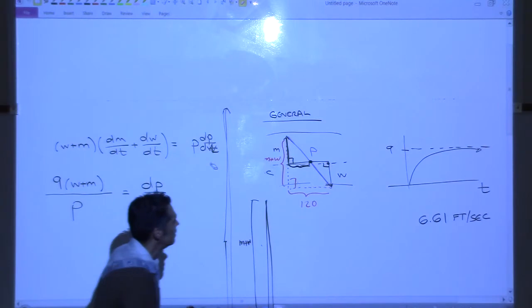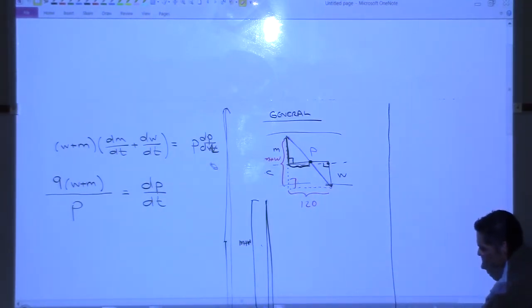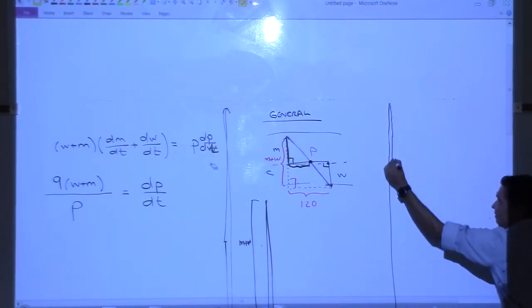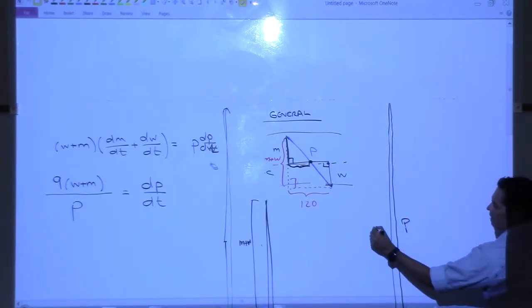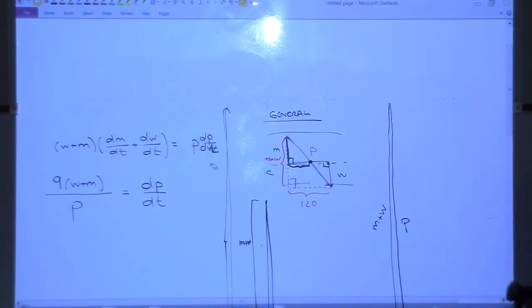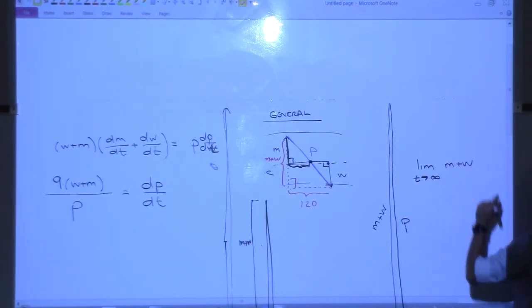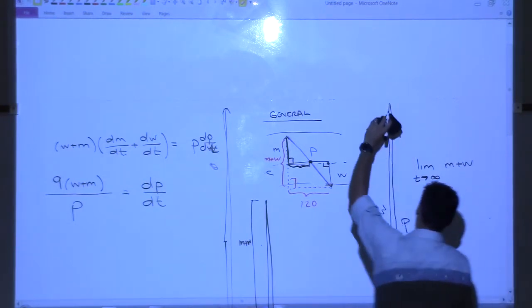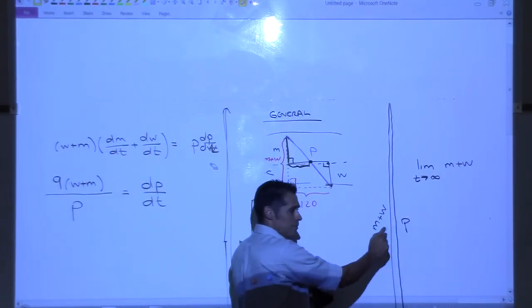I got to draw it again. Here's our right triangle. After a lot of time has passed by, there's our right triangle. This side's P, and this side's M plus W. As time goes on, the limit as t goes to infinity of M plus W should be what? As t goes to infinity, M plus W approaches P, doesn't it? They basically become the same thing. Never gets there, but it'll be basically the same thing.